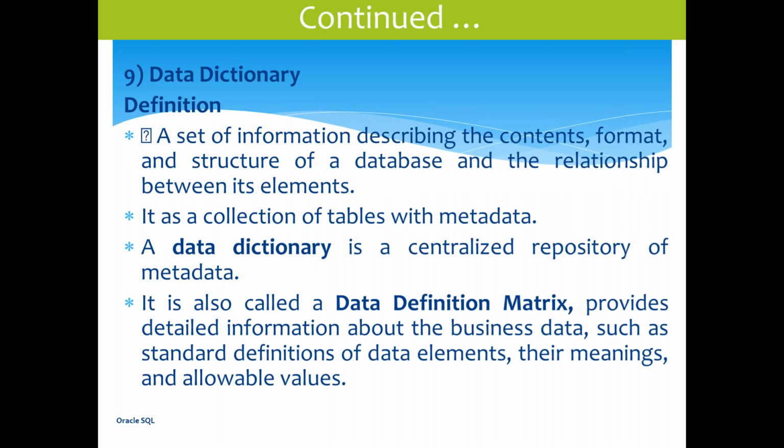Next is data dictionary. What is data dictionary? It is a set of information describing the contents, the data-related contents: what type of formats there will be, what the structure will be, what the relation is from one table to another table, how to connect them, what the common columns are, which tables are present in that schema, what the size of those tables is, how many columns are there, and what the different data types are. All this information is stored in different tables. Those tables are like a summary kind of table.